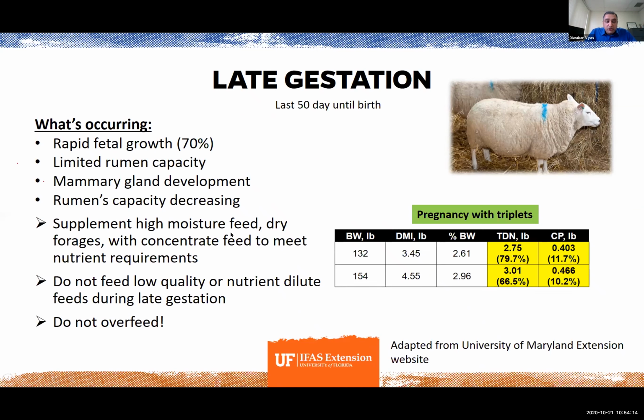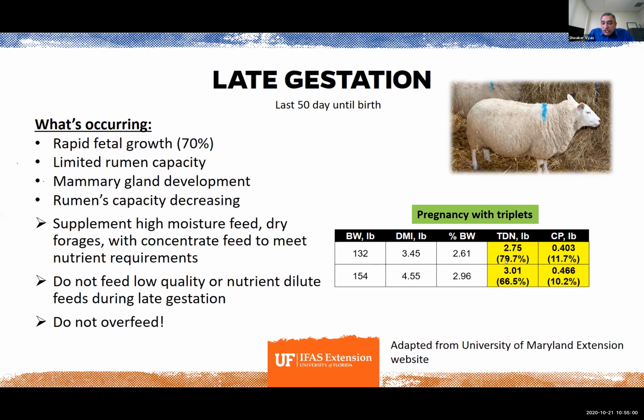So supplement with high moisture or dry forages, and we may need to provide concentrates to meet the nutrient requirements. We should not be providing any low quality feeds at this stage. Low quality feeds can be used for maintenance and for early gestation, but it's an emphatic no for late gestation and for lactation. Okay, and do not overfeed. If we are providing a good quality diet, we don't have to overfeed. We do not want to provide them over-nutrition, because then animals will be obese. They will have some problems with lambing.